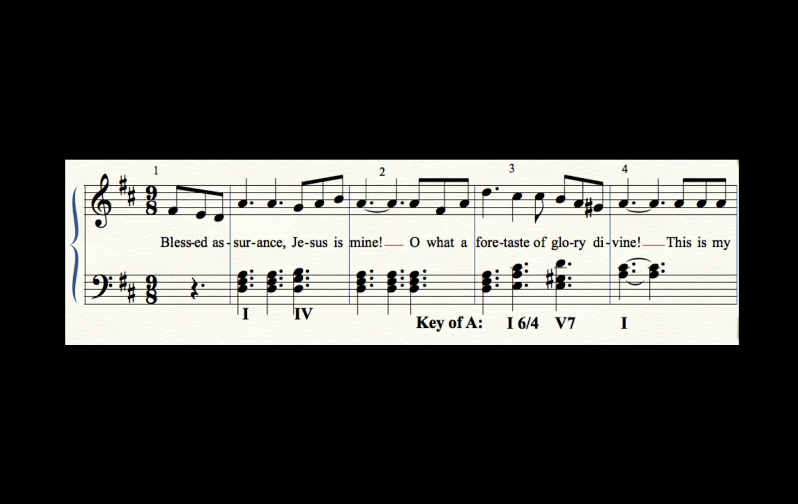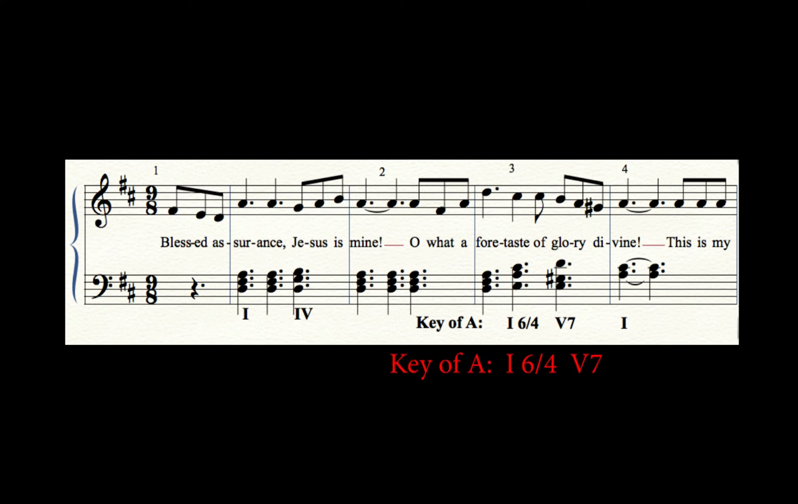Let's review the modulation to the dominant again. Here is a common gospel song. We saw this earlier, so it should have a familiar look. On the syllable "taste," we are jerked out of our home key and are headed for the dominant. We start off in the key of D, but then modulate to A.